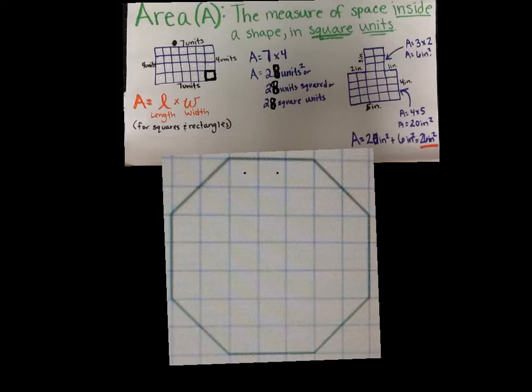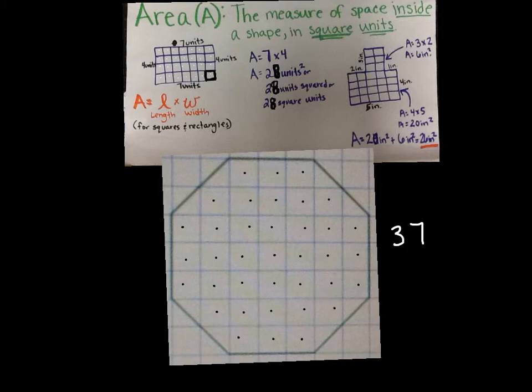So I have 1, 2, 3, and so on, up to 37. I'm just going to write that down on the side so I don't forget. So far I have 37. And now I need to count my triangles, which are each a half.